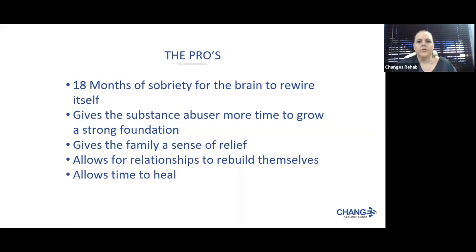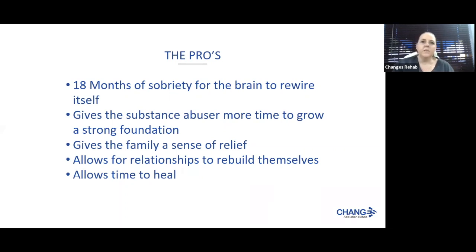Okay. So we'll look a little bit at the pros and cons. So yeah, some of the pros of doing court orders is that you can guarantee at least 18 months of sobriety, which will allow the brain to rewire itself and heal itself. And it also gives the substance abuser more time to grow a strong foundation in their recovery. It does take the brain at least 12 to 18 months to heal from addiction. There's a lot of chemical imbalance that needs to be balanced out.